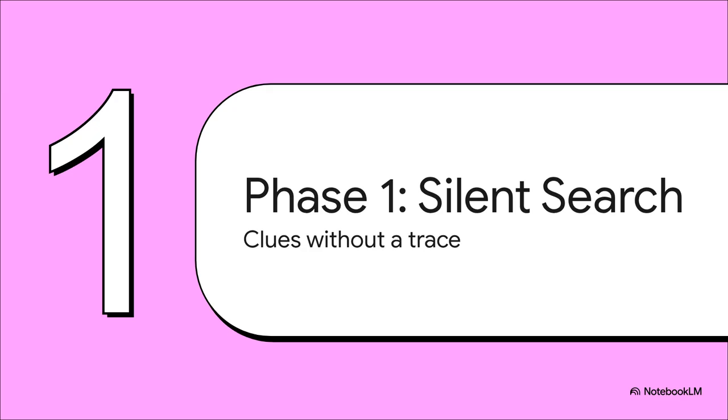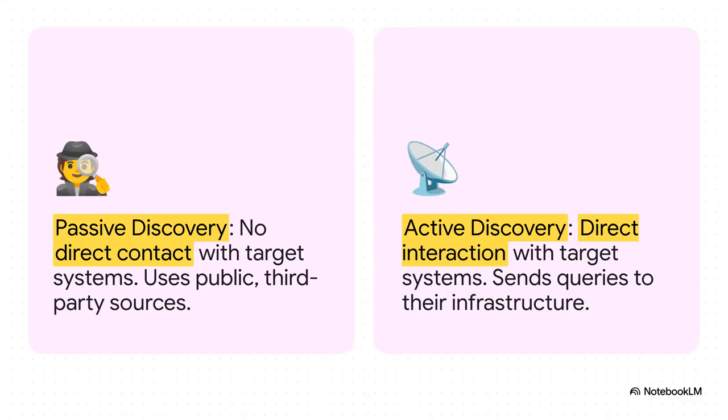The key here is stealth. We are gathering intelligence from public sources without ever sending a single packet directly to our target systems. We're basically digital detectives at this point, just looking for clues that are already out there in the open. Now, it's really crucial to understand the two main approaches here. Passive discovery is all about observation from a distance, using public records without the target ever knowing you're even looking. Active discovery, which we'll get to in a bit, that's when you're directly knocking on their digital doors. But for now, we're ghosts.